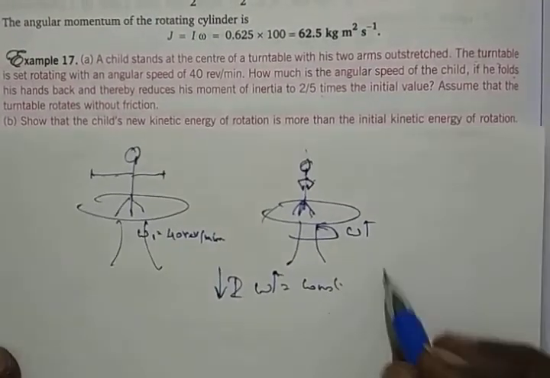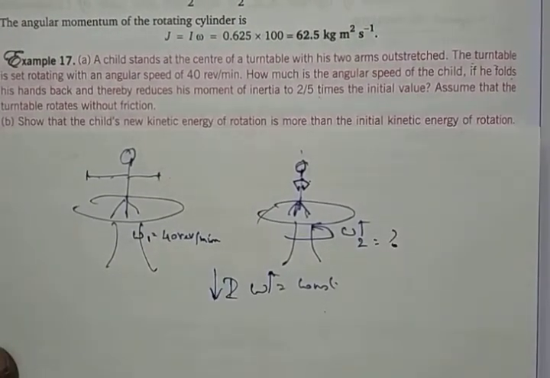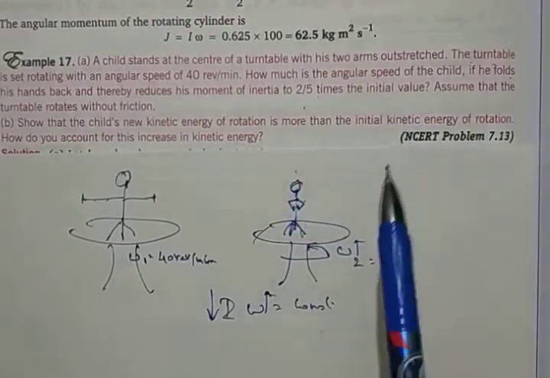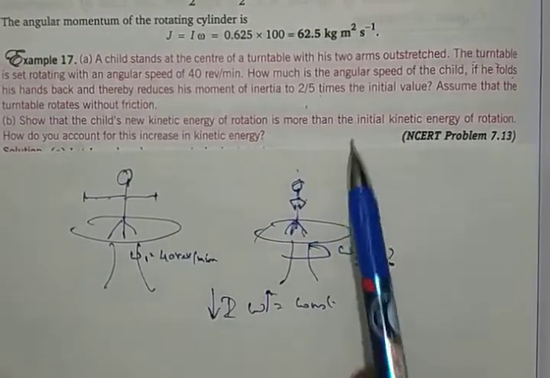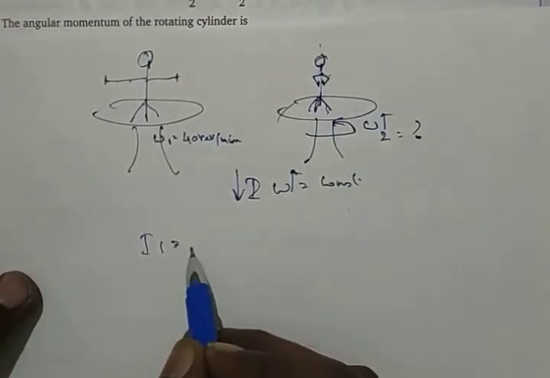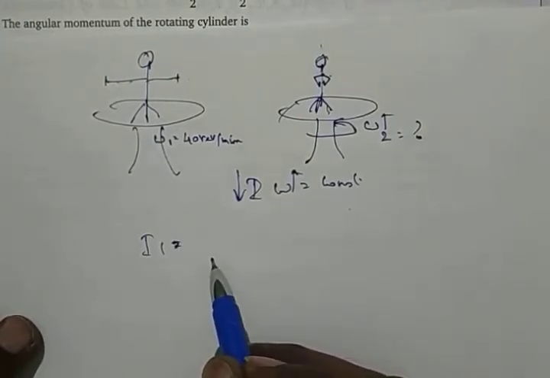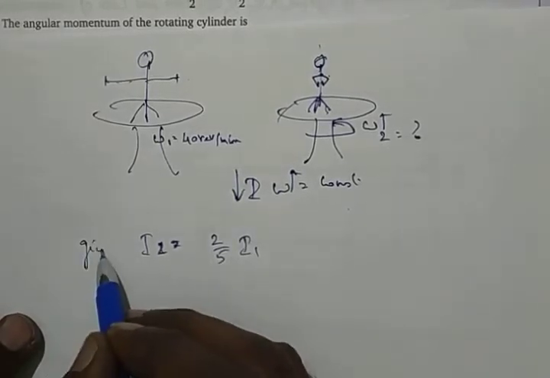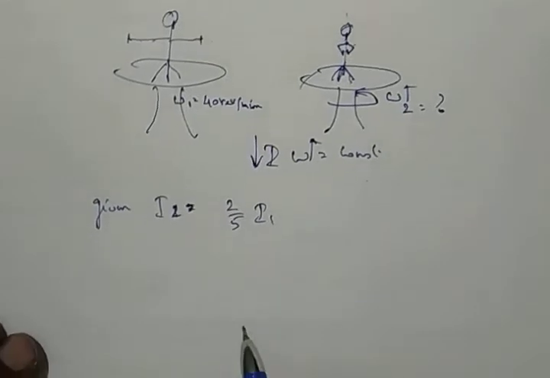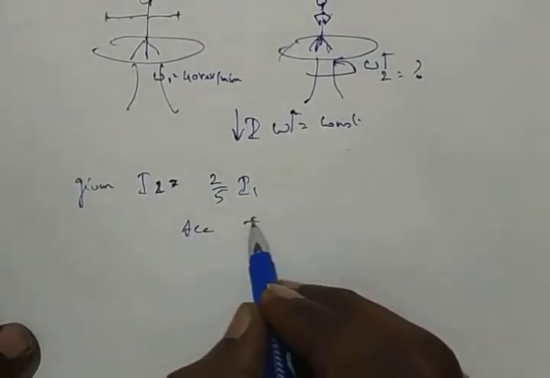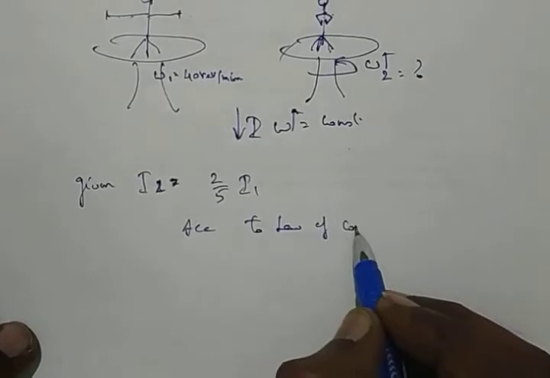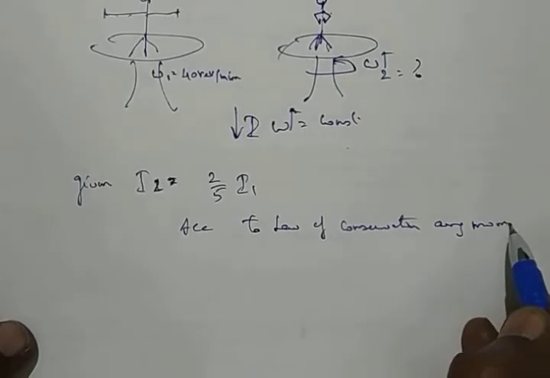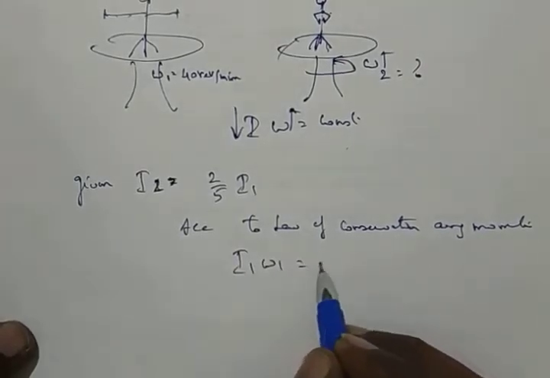Now you're asked to find out what omega 2 is going to be equal to. But I1 and I2 are given here. What is the value here? 2/5 times the initial value. So I2 is going to be equal to 2/5 times I1. This is given here. How does the equation apply here? According to the law of conservation of angular momentum, I1 omega 1 is going to be equal to I2 omega 2.